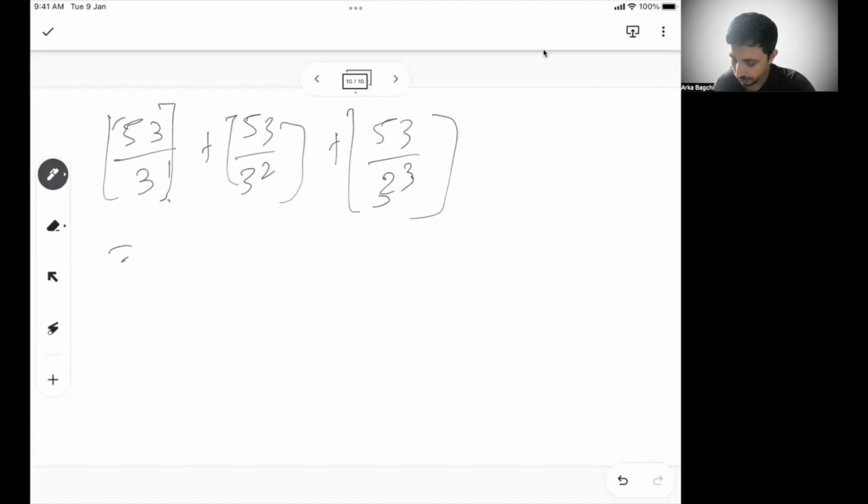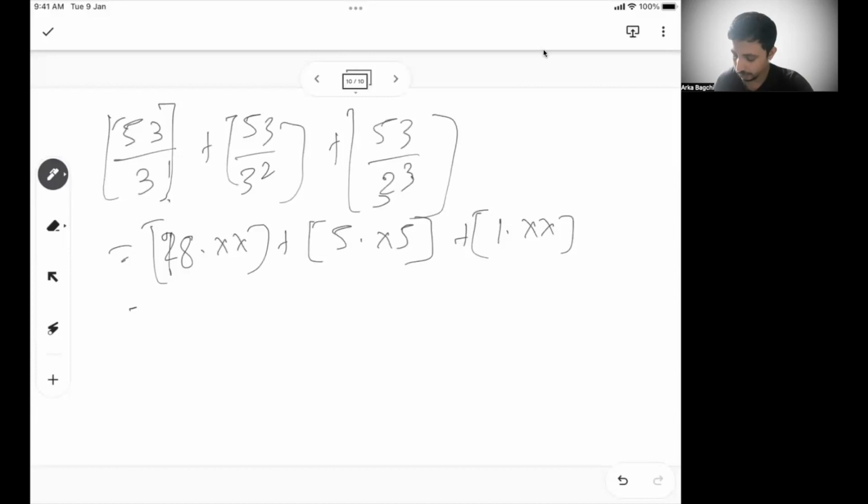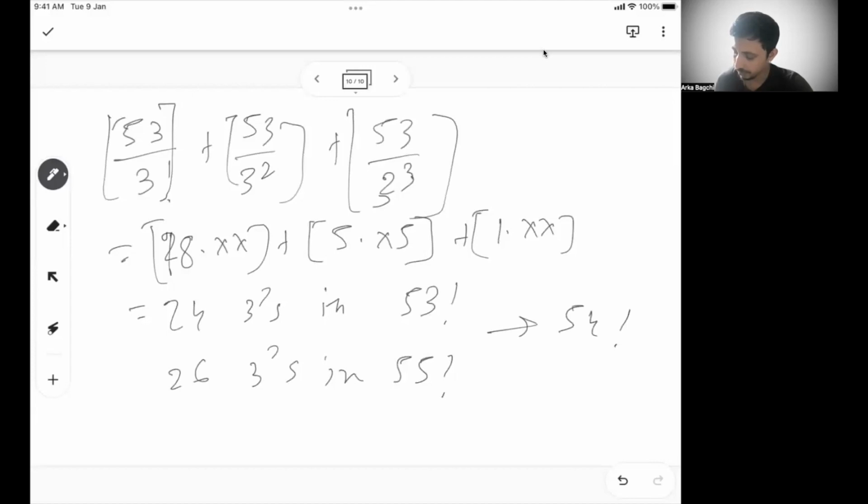So for 53, the first one is 17.xx, then 53 by 9 is 5.xx, and 53 by 27 is 1.xx. So here I get 24 threes in 53 factorial. We got 26 threes in 55 factorial. So your answer should be 54 factorial.